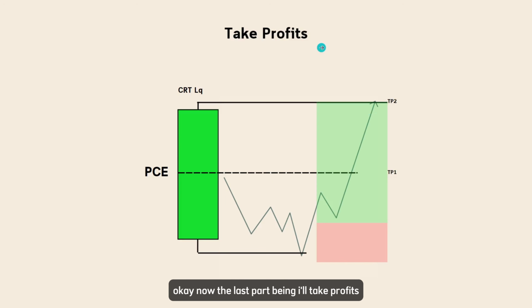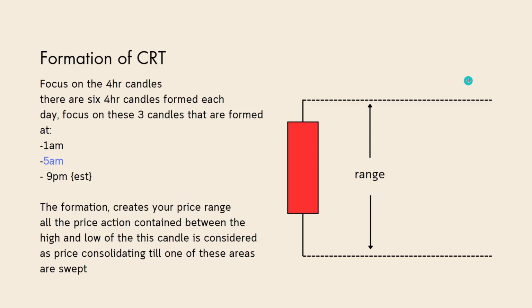Now, the last part being our take profits, you want to be focusing on either, as I said, the previous candle equilibrium as your TP1, so just the 40% of this candle should suffice, or you then target the high of the opposing side for your full TP, okay?